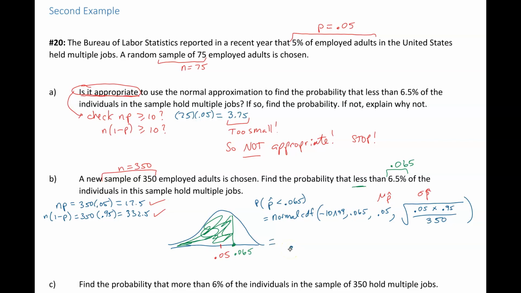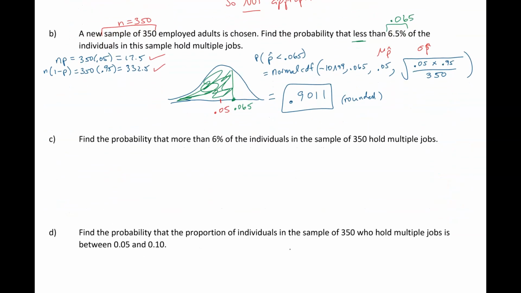And after rounding, I get 0.9011, which makes sense. It's more than a half. So it's reasonable. My drawings are rarely to proper scale, but there we go. All right, a couple more parts to look at.